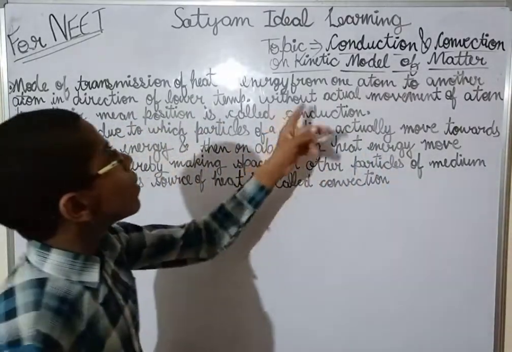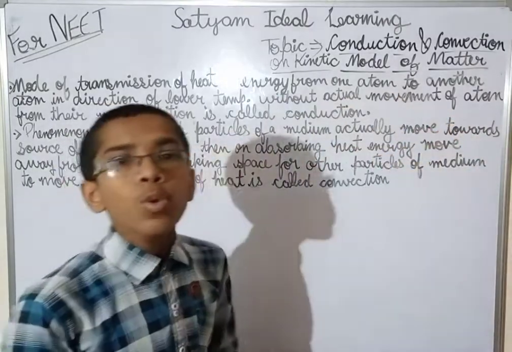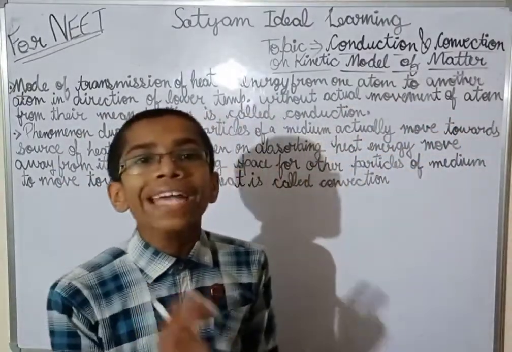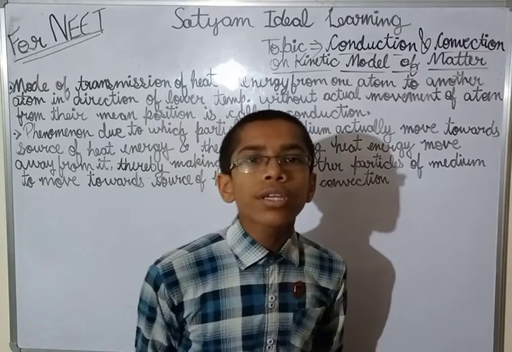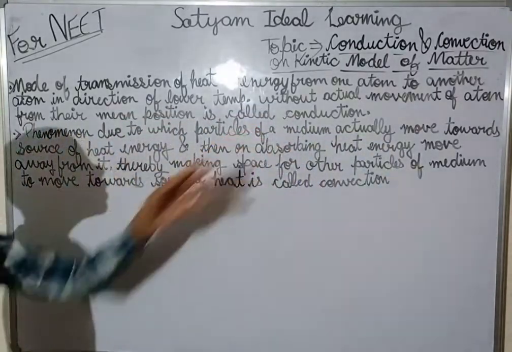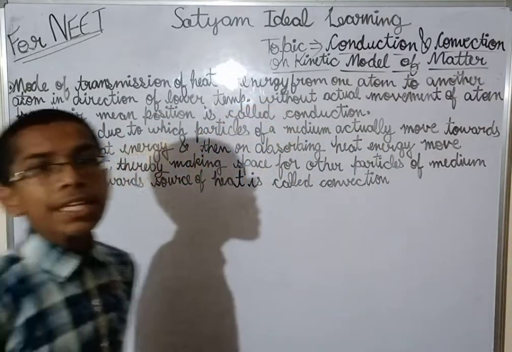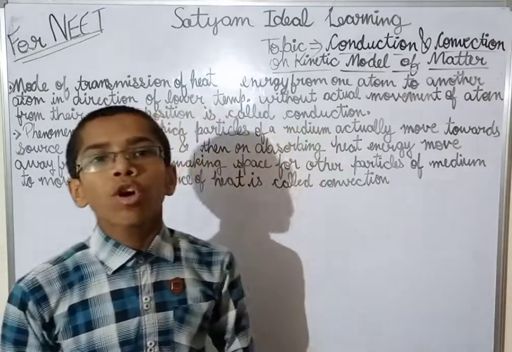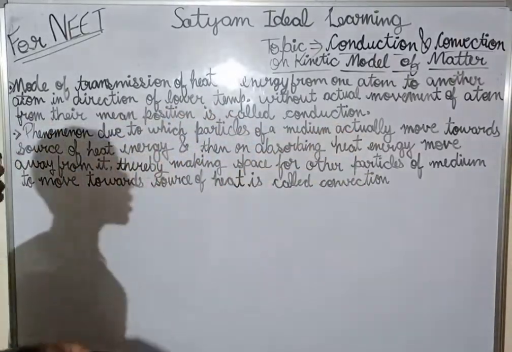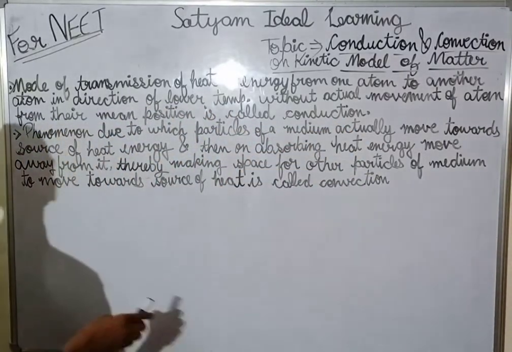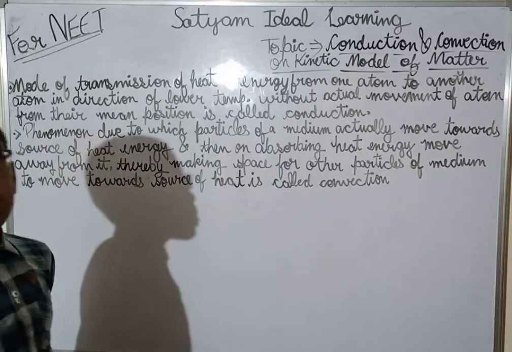So there is no actual movement. There is no actual visible movement of atom. Getting my point? In conduction, in the kinetic model, we have discussed that there is no actual movement of atom, or you can say molecule. Okay. Now, convection. What is convection?